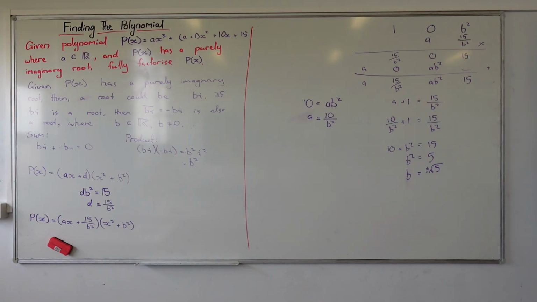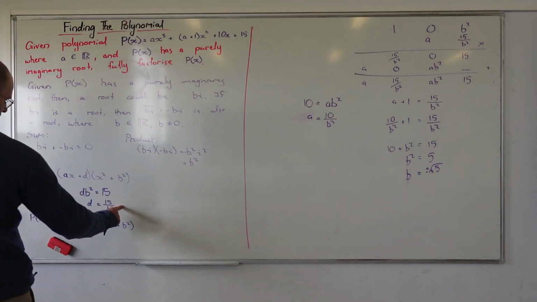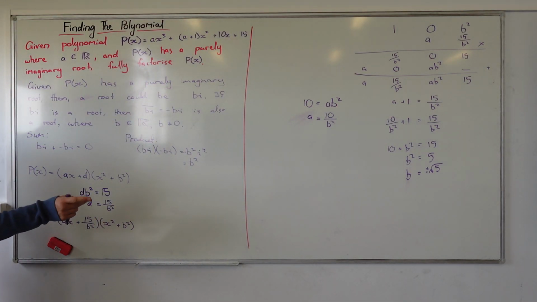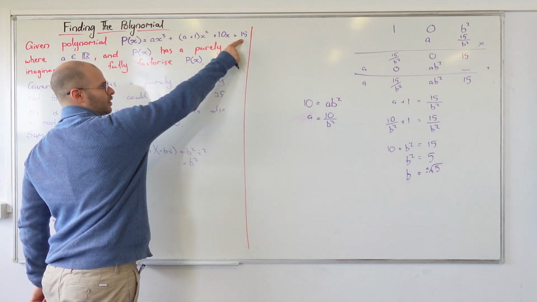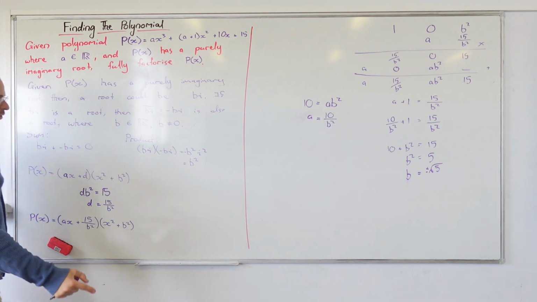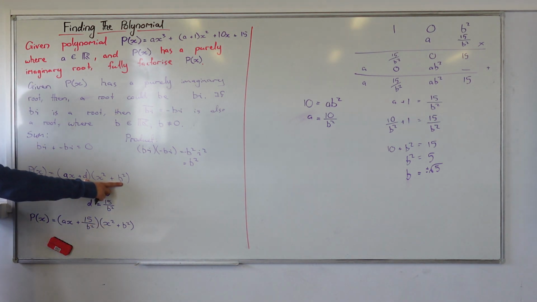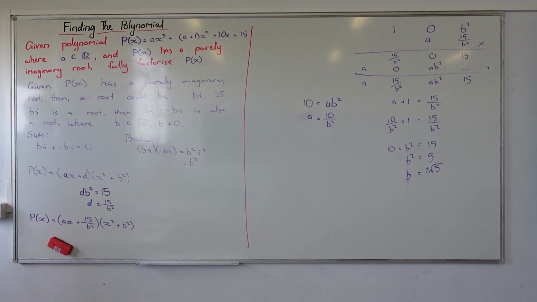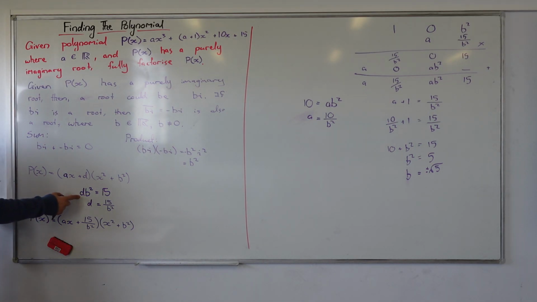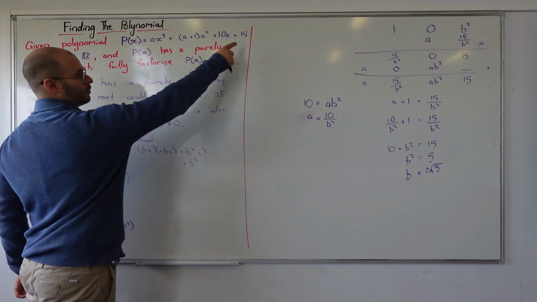Could you just explain to me why db squared equals 15? Where? Top left and the bottom left side. Oh, here? Yeah. Do you see the 15 here? Yep. This is our constant. To get the constant, we're always going to multiply the two constants in the factors. D times b squared is always going to yield the constant term. So d times b squared will have to equal 15.